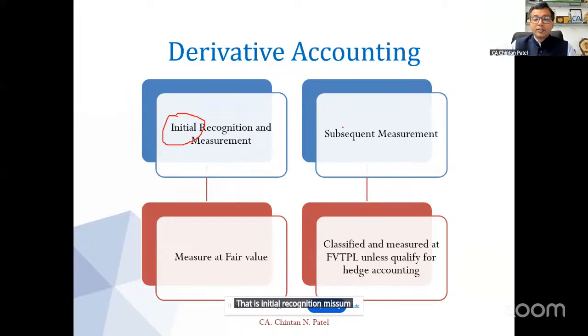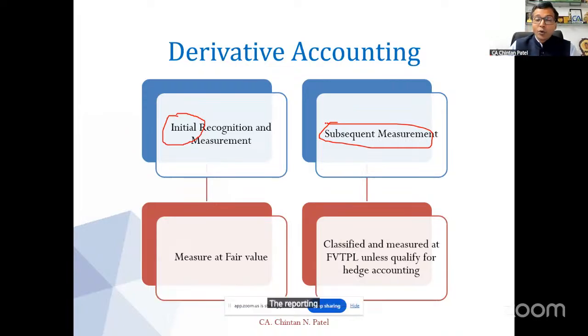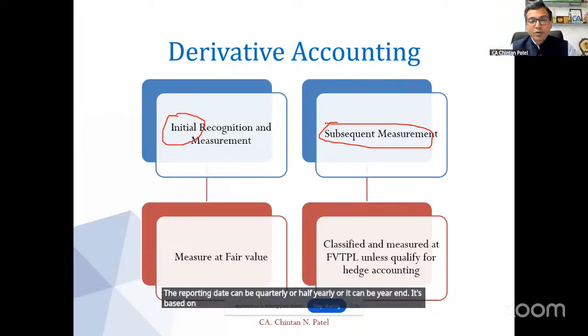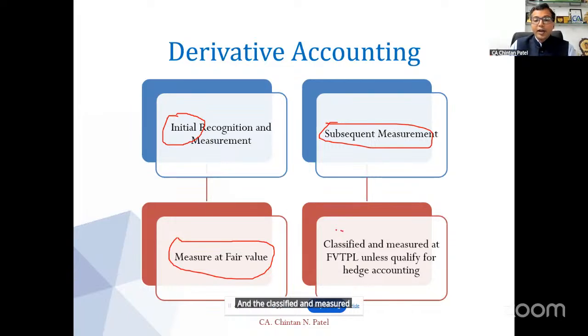Subsequent measurement is about how to measure at each reporting date. Now, the reporting date can be quarterly, half yearly, or year end. It is based on how the company provides its financial statements. Initial recognition and measurement is always at fair value. All the transactions here need to be initially recognized and measured at fair value, and classified and measured subsequently at FVTPL, unless they qualify for hedge accounting.